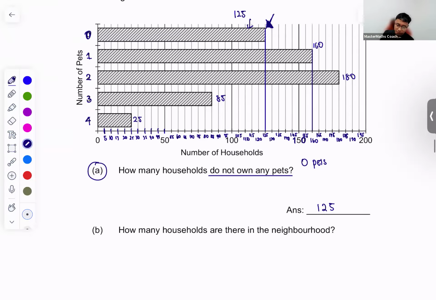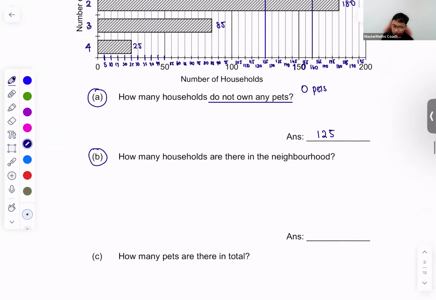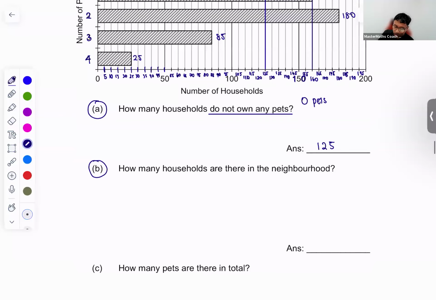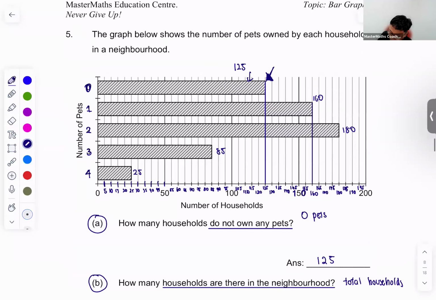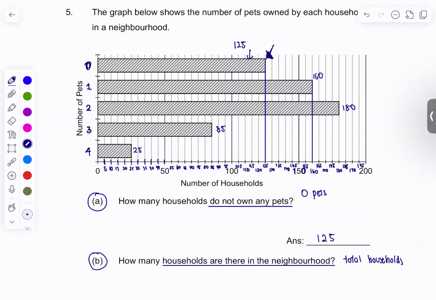Come, let's look at part B. The question asks, how many households are there in the neighborhood? This means total households. What do you understand from total households? Sorry, can you repeat one more time?